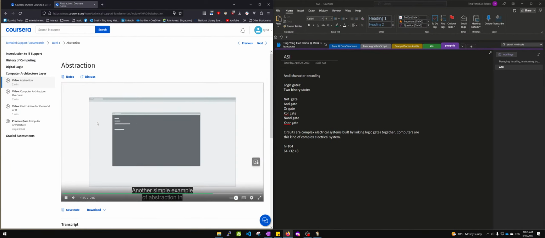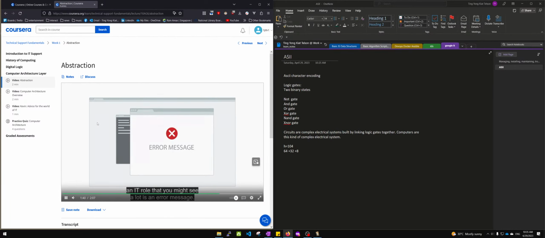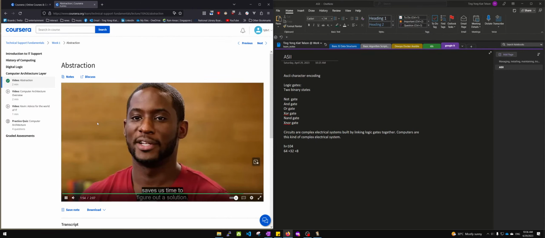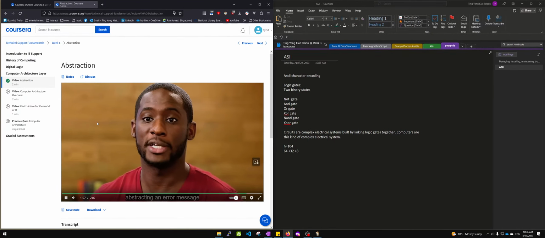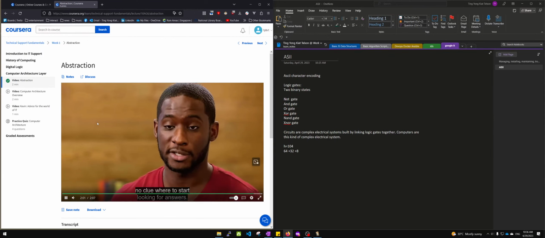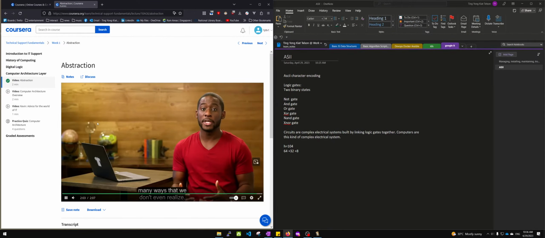Another simple example of abstraction in an IT role that you might see a lot is an error message. We don't have to dig through someone else's code and find a bug. This has been abstracted out for us already in the form of an error message. A simple error message like file not found actually tells us a lot of information and saves us time to figure out a solution. Can you imagine if instead of abstracting an error message, our computer did nothing and we had no clue where to start looking for answers? Abstraction helps us in many ways that we don't even realize.